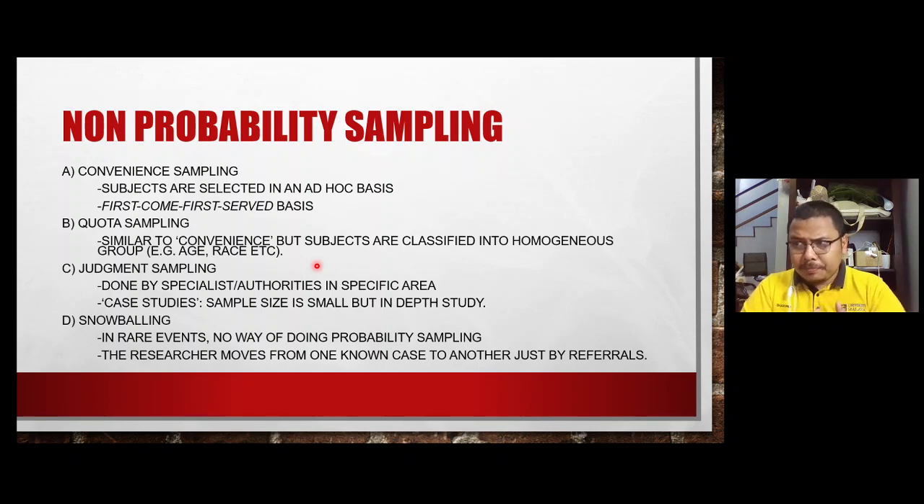Judgment sampling is basically where you want to sample certain particular lecturers, so this is a very in-depth study. And snowballing is where you do the sampling based on the person recommended by the first person. I choose the first person, and then that one will recommend another, and that one will recommend another. That's snowballing for non-probability sampling.